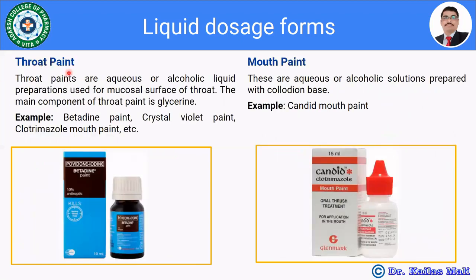Let us see the throat paints. Throat paints are aqueous or alcoholic liquid preparations used for the mucosal surface of the throat. The main component of throat paint is glycerin. For example, betadine paint, crystal violet paint, clotrimazole mouth paint, and so on. The mouth paints are aqueous or alcoholic solutions prepared with a collodion base. For example, candid mouth paint.